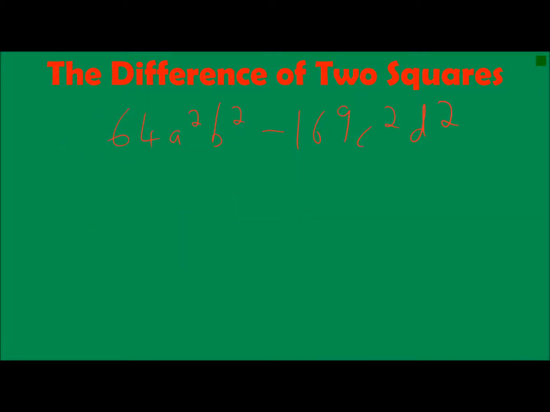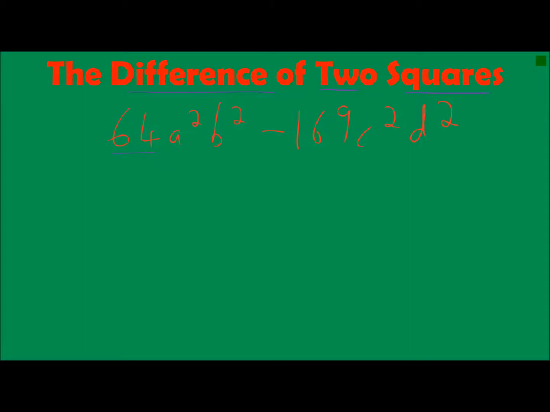Okay, we skipped two there. Oh, maybe not. This is a slightly more complicated example. But we have difference, yeah. And we have two squares. We have something squared here and something squared here. So there we go. We're on the right track.